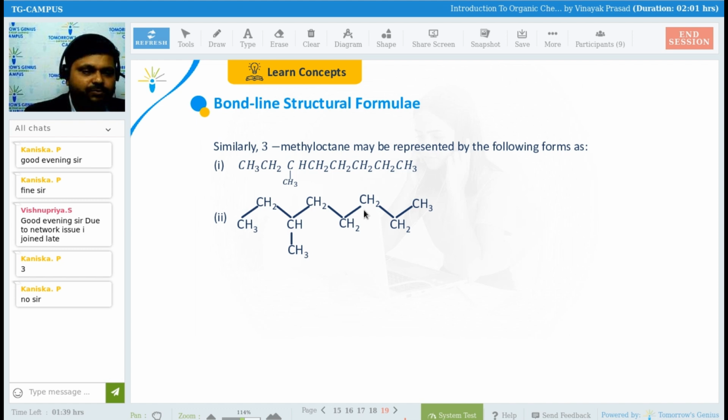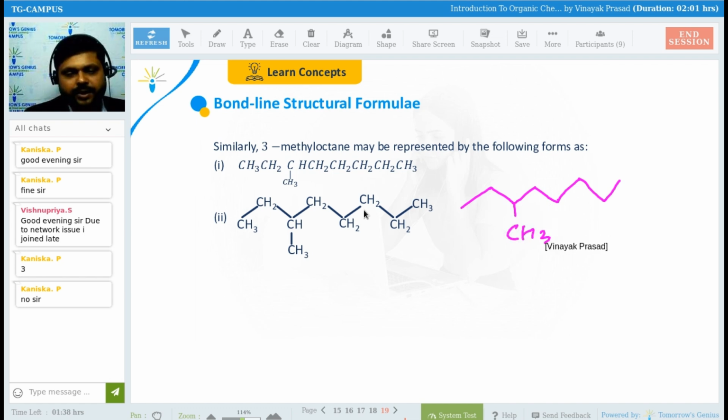If I have to draw the bond line notation for this, 8 carbon are there, right? So if 8 carbon are there, how can I draw the bond line notation for this? See here, like this: 1, 2, 3, 4, 5, 6, 7, 8. And at the third number CH3 is there. So 1, 2, 3. Here I will draw CH3. Is it okay? Fine. Any problem? Okay.